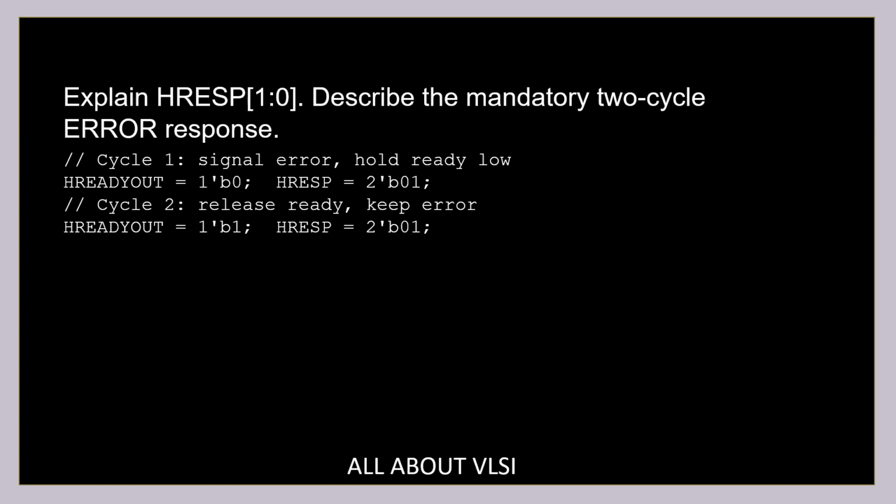So explain HRESP[1:0], describe the mandatory two cycle error response. In cycle 1, we are going to give HREADYOUT equal to 0, HRESP equal to 0, 1, that is an error. And in cycle 2, release ready, that means HREADYOUT is equal to 1 and HRESP is equal to 0, 1. What is this two cycle slave response, and explain about this? Yes, I hope you have answered this particular question.